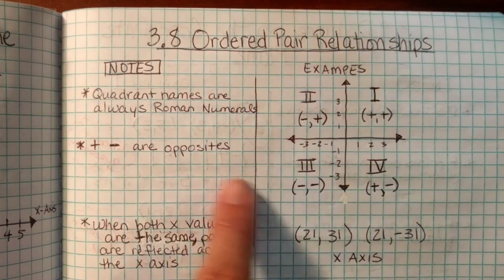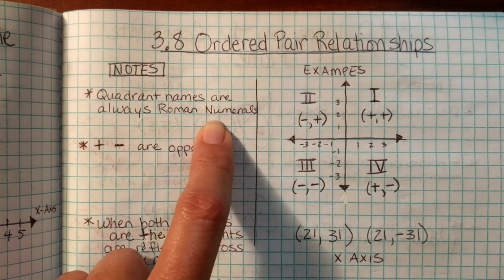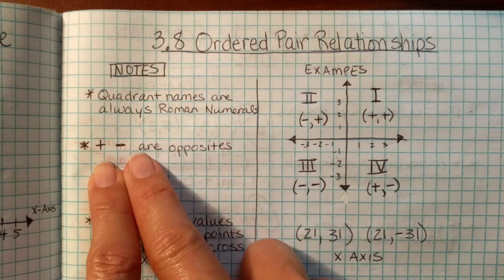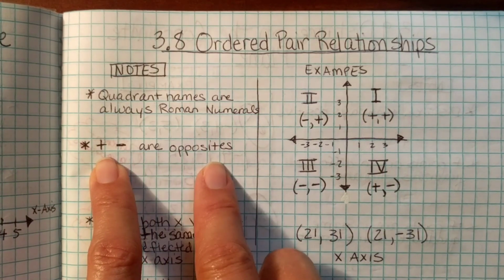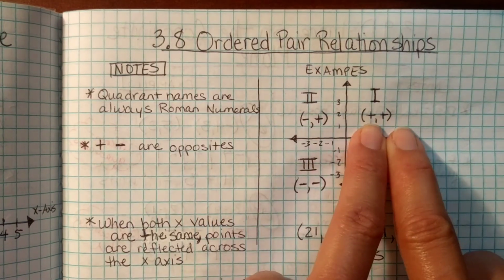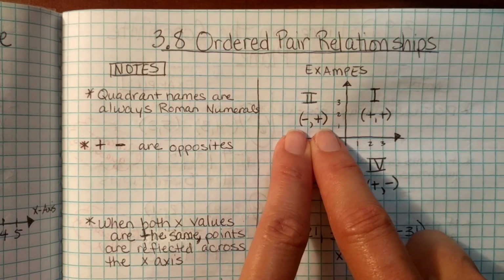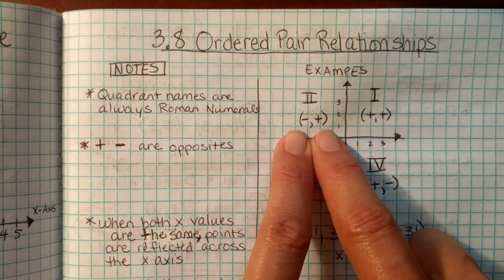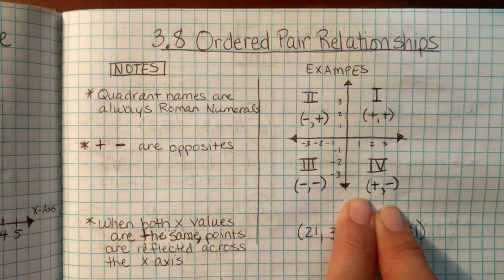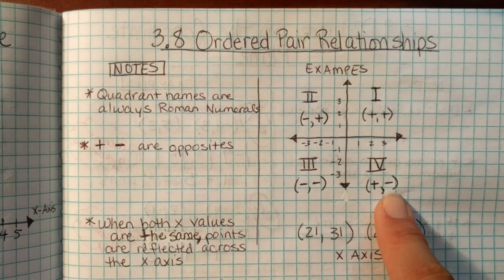3.8, ordered pair relationships. Quadrant names are always named with Roman numerals, 1, 2, 3, and 4. Positive and negative are opposites. So in quadrant 1, both the x and the y are positive. Quadrant 2, the x is negative and the y is positive. Quadrant 3, they're both negative. And in quadrant 4, the x-coordinate is positive and the y-coordinate is negative.